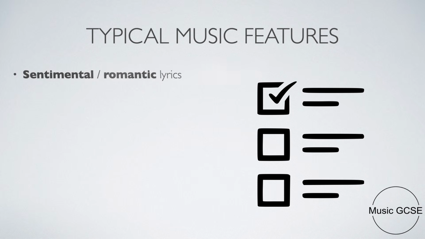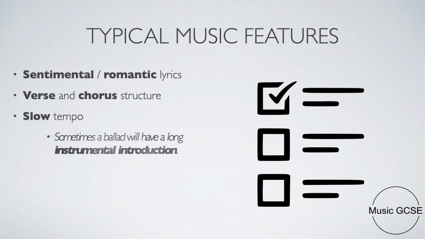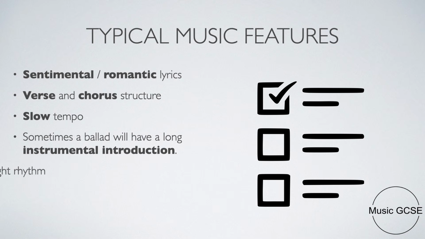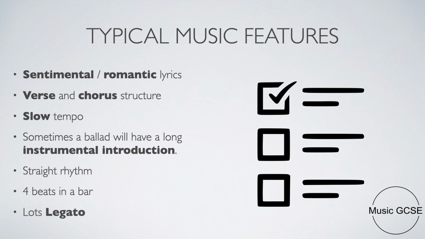So firstly, a pop ballad will use sentimental or romantic lyrics. Just like other types of pop music we've looked at, a pop ballad will use a verse and chorus structure. A ballad will have a slow tempo. Sometimes a pop ballad will have a really long instrumental introduction. A pop ballad will use a straight rhythm. It will have 4 beats in a bar, and it will use lots of legato notes. We learnt about legato in a previous video. If you haven't watched that, I'll put a little link at the top of this video so you can click and go and have a look.